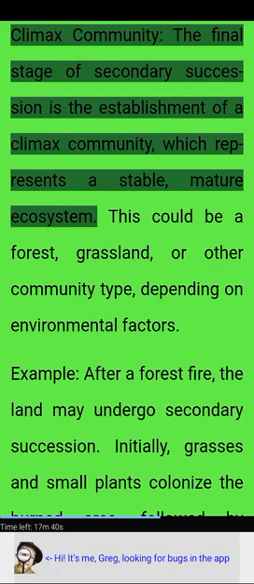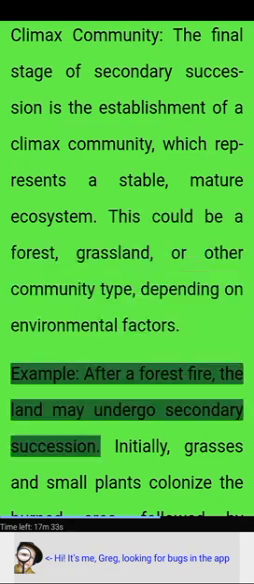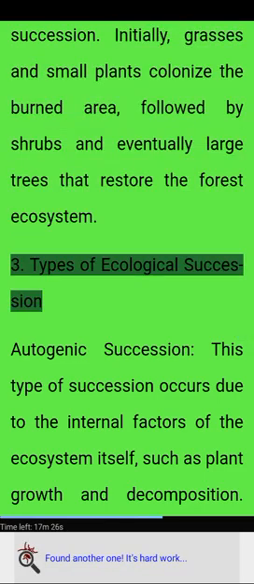Climax community. The final stage of secondary succession is the establishment of a climax community, which represents a stable, mature ecosystem. This could be a forest, grassland, or other community type, depending on environmental factors. Example. After a forest fire, the land may undergo secondary succession. Initially, grasses and small plants colonize the burned area, followed by shrubs and eventually large trees that restore the forest ecosystem.